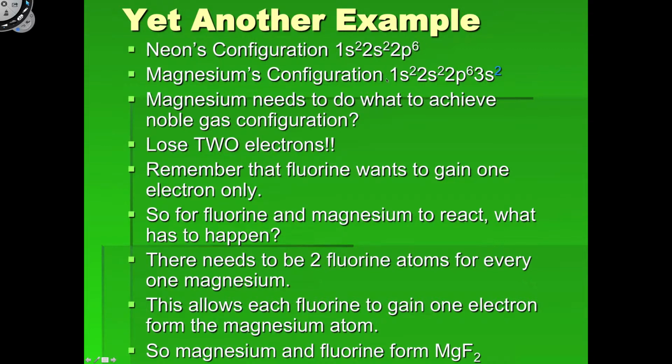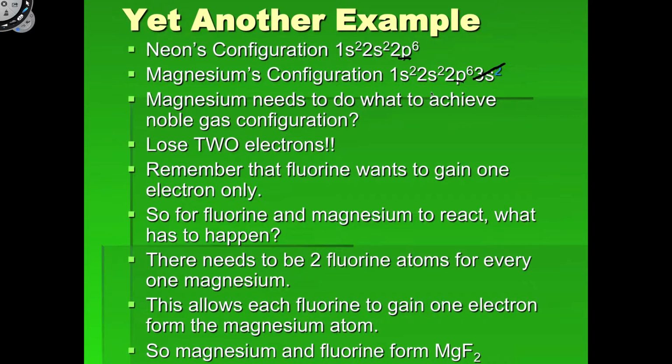So magnesium wants to achieve this configuration, but it has a valence of 2. Now we know that because it's in column 2, it's an alkaline earth metal. And how is it going to get a valence of 2? Well, if it loses these 2, as you can see, it's going to achieve neon's configuration. It wants to lose 2 electrons.